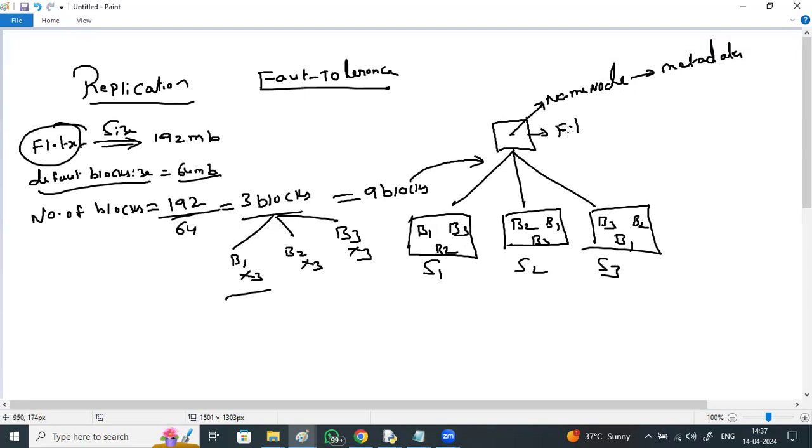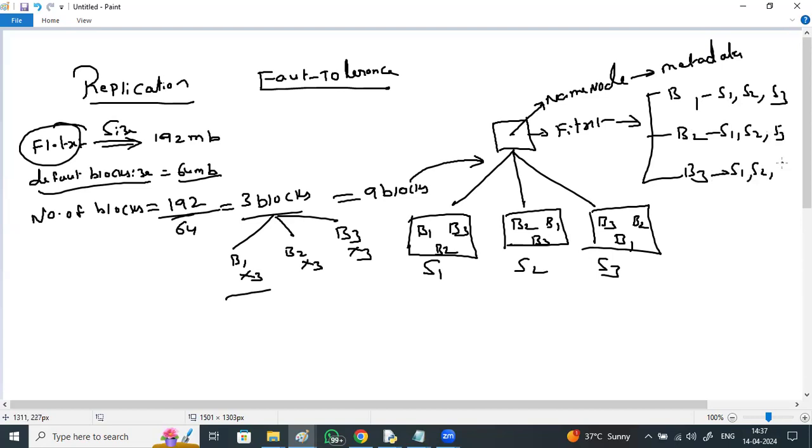F1.txt. The F1.txt file is divided into how many blocks? B1, B2, B3, into 3 blocks. B1 is stored in system 1, system 2, and system 3. B2 is also stored in system 1, system 2, and system 3. B3 also stored in system 1, system 2, and system 3. Observe here, each block is stored across these 3 systems, 9 blocks total.